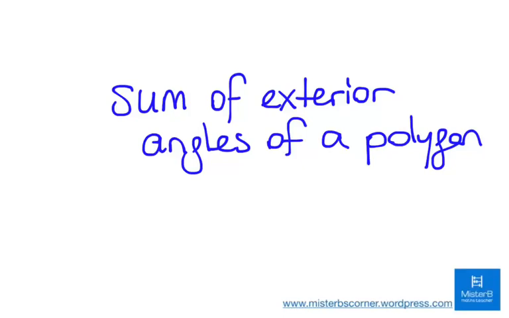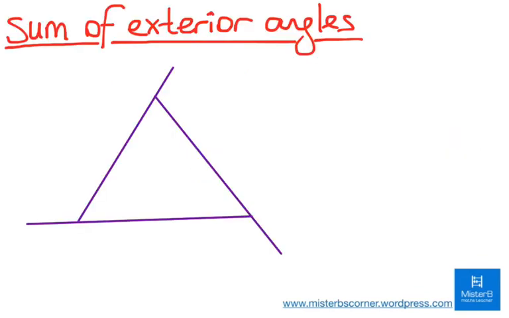In this video we are going to talk about the sum of exterior angles of a polygon. Let's look at this triangle. Now we know that the sum of interior angles of a triangle is 180 degrees, that's right. And we also know that a straight angle is 180 degrees too.